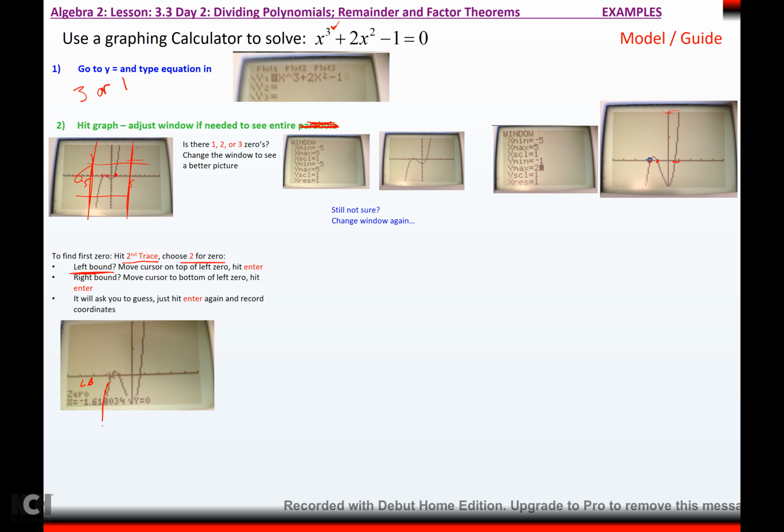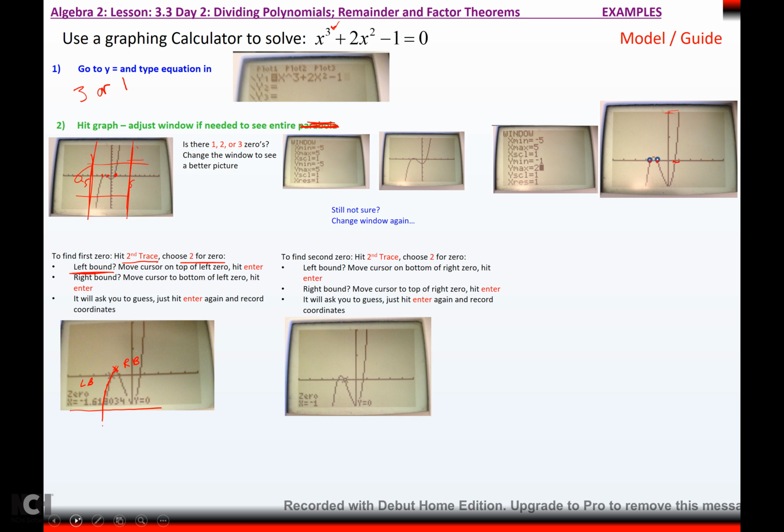Then once you hit enter, the calculator is going to ask you for the right bound. So now travel past the x-intercept, the x-axis, and stop right past it and hit enter again. That will mark your right bound, and then it'll ask you to guess. We don't want to guess, just hit enter, and it'll pop up the 0. Okay, so the 0 is at -1.618034, which is not a very pretty number. Okay, but I got 2 more to go.